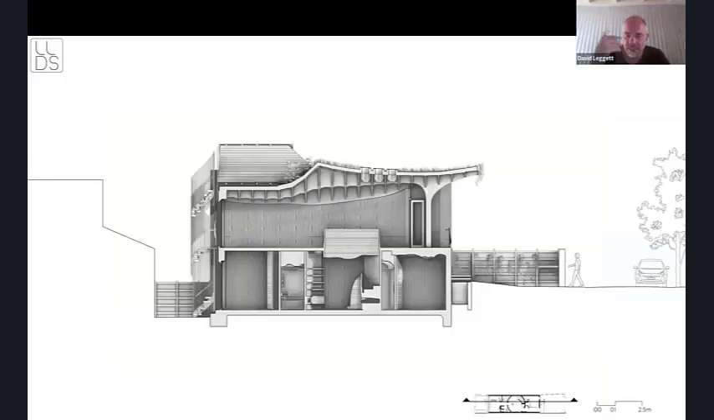So looking at the section, you can clearly see the 2-meter level difference across the site. So from the Frederick street side, the laneway side, you come in, and we deliberately sunk the house down so we're not exceeding height limits. But that's allowed us to locate the bedrooms on the ground floor, so they've got more privacy.